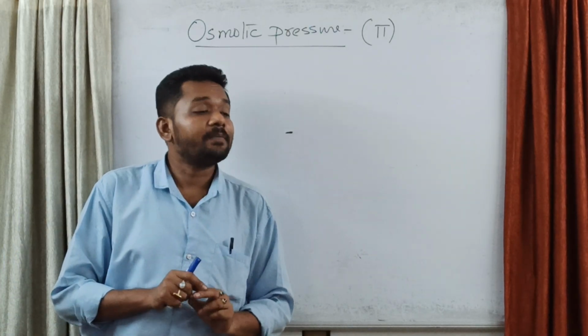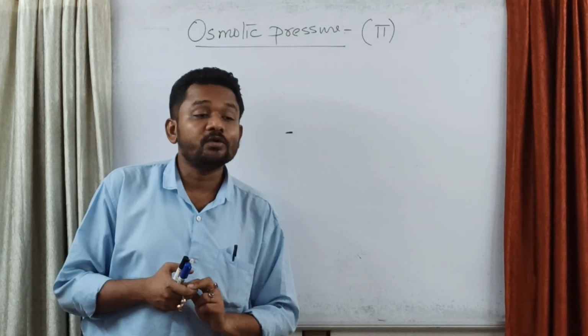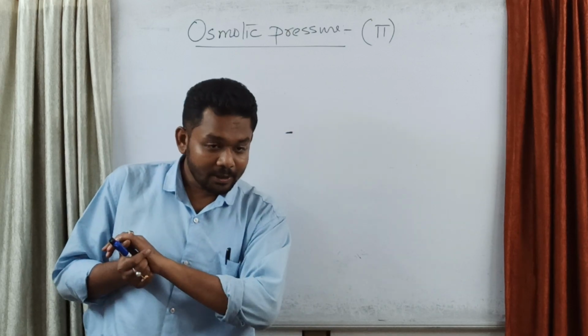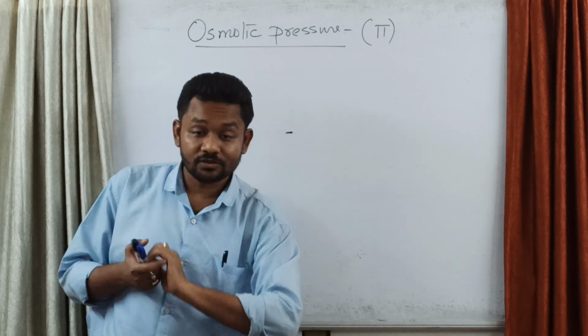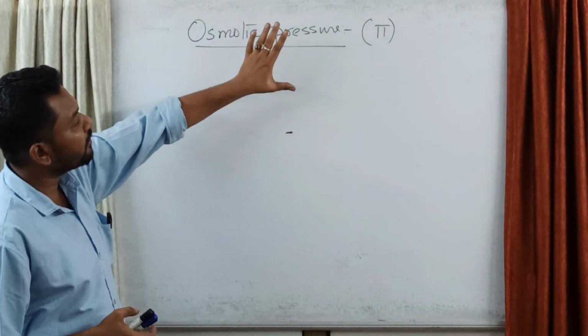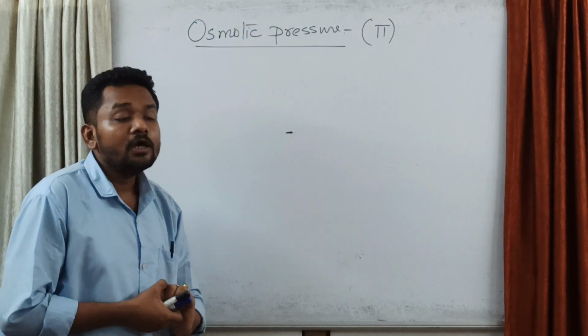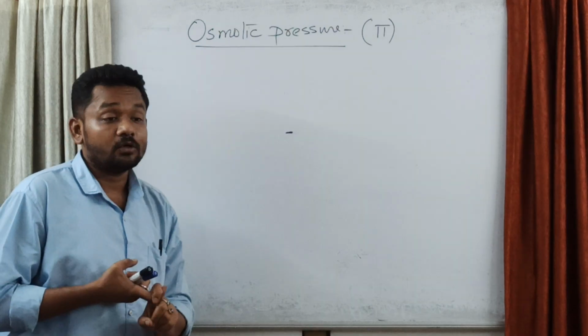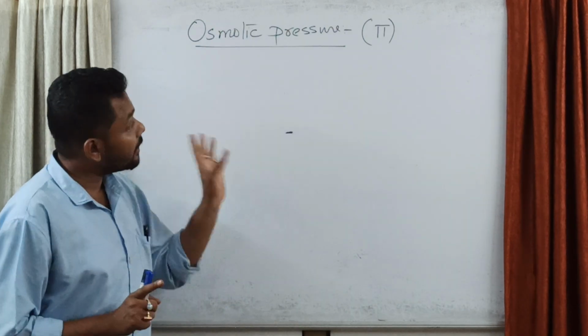Osmotic pressure is the minimum amount of pressure which is applied on the solution side to restrict or to stop osmosis. তার মানে এই প্রেসারটা বা মিনিমাম অ্যামাউন্ট অফ প্রেসার যেটা সলিউশন সাইডে অ্যাপ্লাই করলে অসমোসিসটা কি হয়ে যাবে, অফ হয়ে যাবে, স্টপ করে যাবে। That is osmotic pressure.